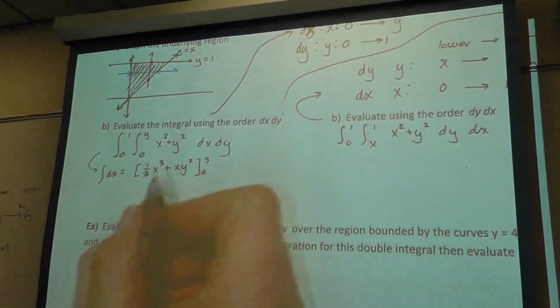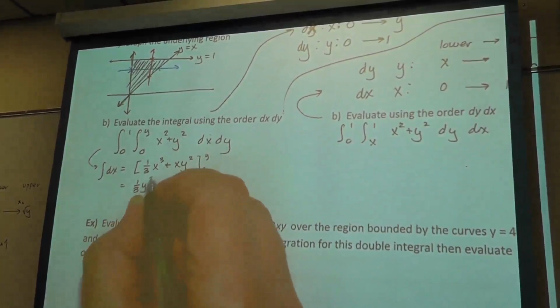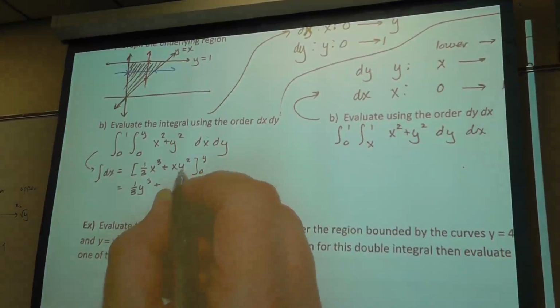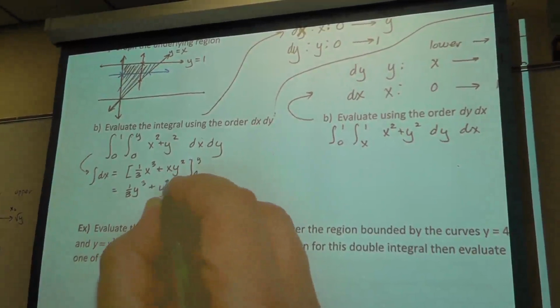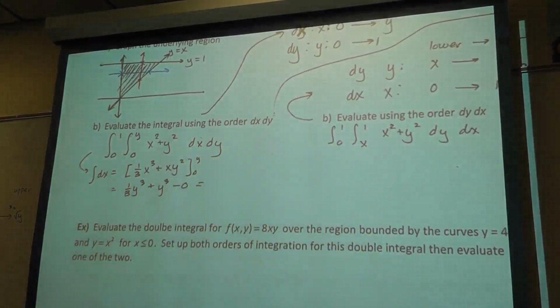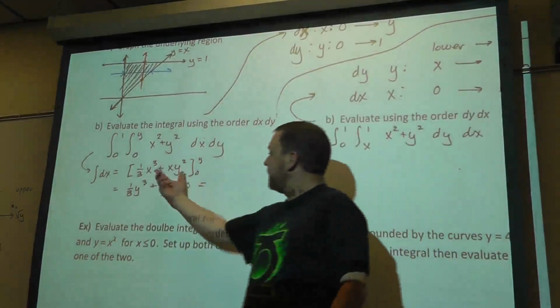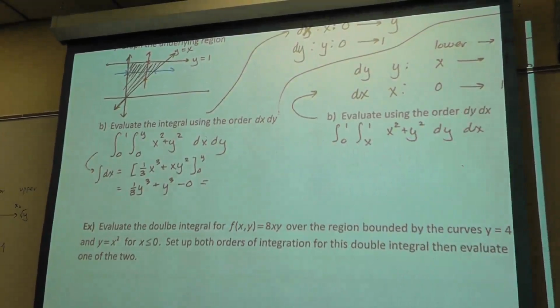So when I plug in the upper limit y, that gives me 1/3 y to the third plus y times y squared, another y to the third, and then minus 0. So both of these should be y to the third terms when you plug in your y there, right? And so that should give you 4/3 y cubed.